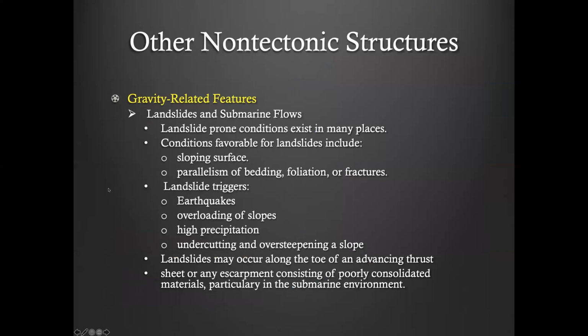So other gravity-related features that can happen are landslides and submarine flows. Okay, a landslide is prone to conditions where you have a sloping surface, and you have parallel bedding, foliation or fractures. Landslide triggers include earthquakes, overloading of slopes, high precipitation, undercutting, and oversteepening of a slope. Any of these things can cause gravity-related features.